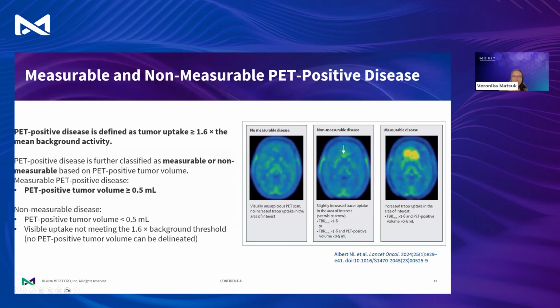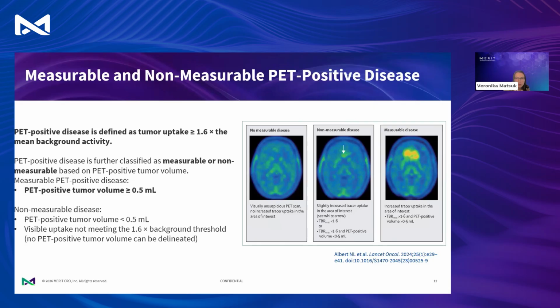And so in the context of measurable and non-measurable PET-positive disease, in PET RANO 1.0, PET-positive disease is defined quantitatively, where again, the tumor uptake has to be at least 1.6 times the mean background activity. But from there, disease can be classified as measurable or non-measurable based on PET-positive tumor volume. If the volume is at least 0.5 milliliters, it is considered measurable. If it is below that threshold, or if there is visible uptake that does not meet the quantitative cutoff, it is considered non-measurable.